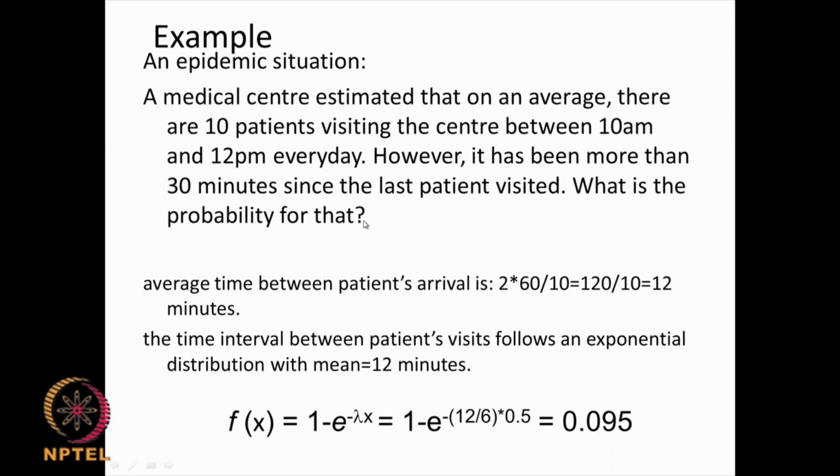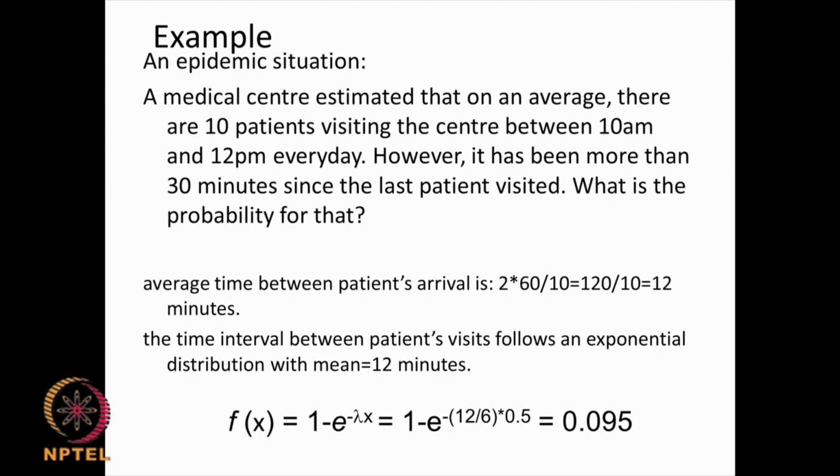So, for 30 minutes nobody came. What is the probability of that? The average time for each patient's arrival is 2 hours, from 10 a.m. to 12, so 2 into 60 because we are converting into minutes, divided by 10. That gives you 12 minutes. So, the average time for each patient to arrive is 12 minutes, that is lambda. Now, the time interval between patients' visits follows an exponential distribution with a mean of 12 minutes, right. So, we can use 1 minus e to the power of minus lambda x.